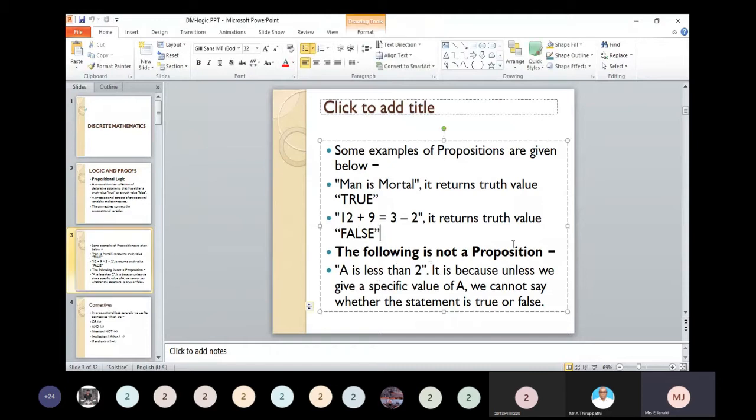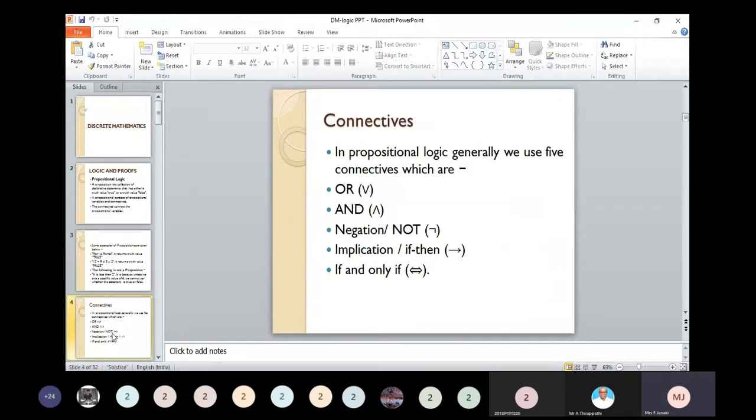And the following is not a proposition. You know, a proposition takes either truth value, either true or false, but not both. This is an example of a non-proposition. A is less than 2. Here we cannot predict any value for A. Unless we give a specific value of A, we cannot say whether the statement is true or false.